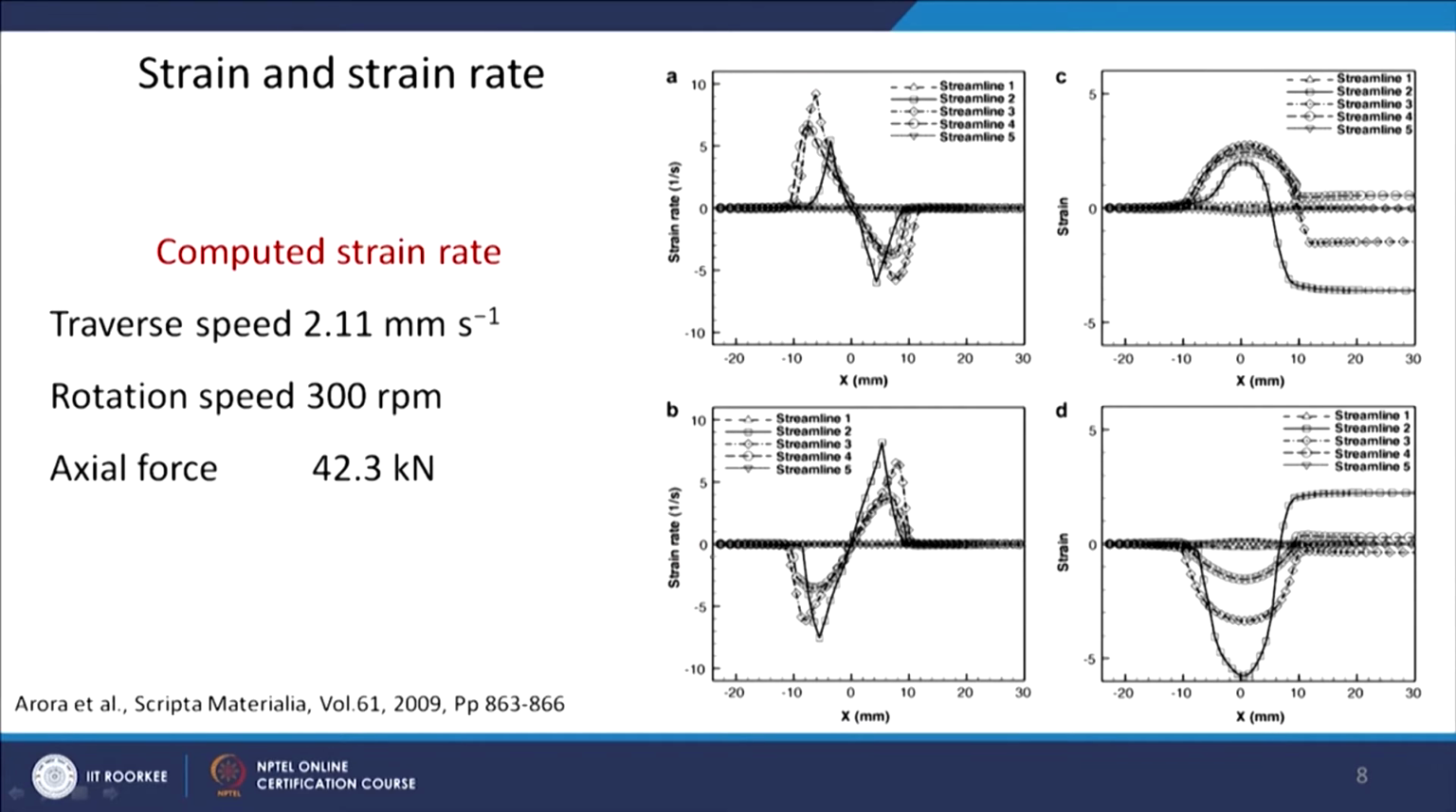Okay. These are the two conditions, I am not sure about the conditions right now, but the rotation speed was taken as 300 RPM and the traverse speed was 2.1 mm per second. So, just to get an idea about the strain rate, the strain rate achieved is around 10 per second, okay, and the strain achieved is around 3, okay, in the stir zone.